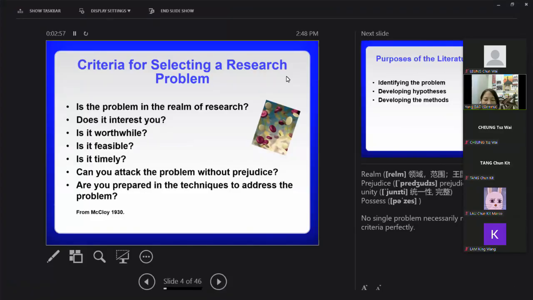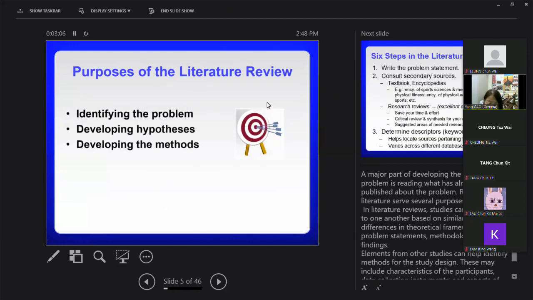The relevant techniques and equipment help you answer the question. As I mentioned, the major part of identifying a research problem is to refer to the existing literature. So to achieve this, you need to conduct a literature review.